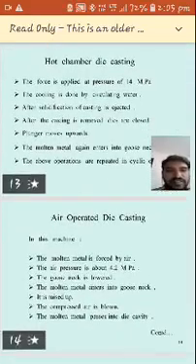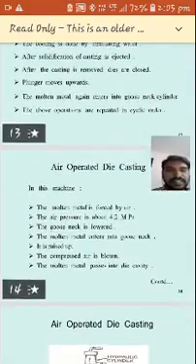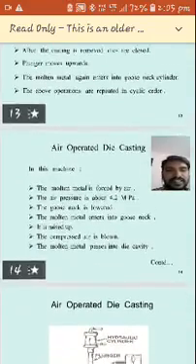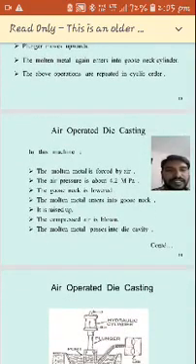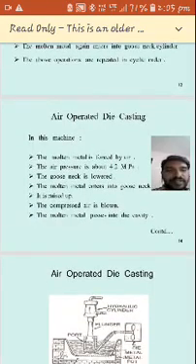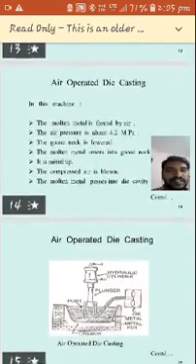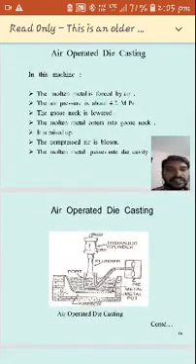Okay, so next one is air operated die casting. The molten metal is forced by air. The air pressure is about 4.2 megapascals. The gooseneck is lowered and the molten metal enters into the gooseneck. It is raised up, the compressed air is blown, and the molten metal passes into the die cavity.